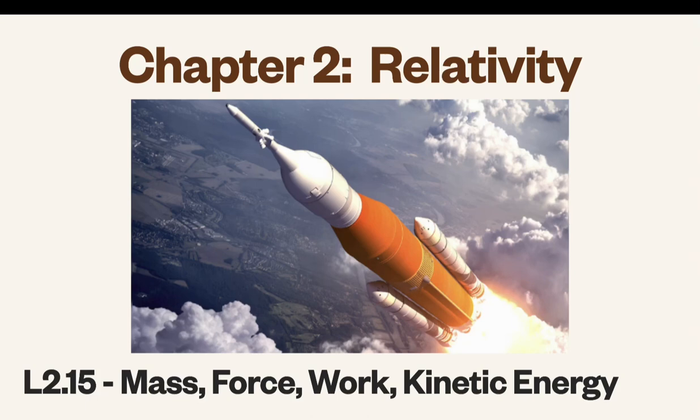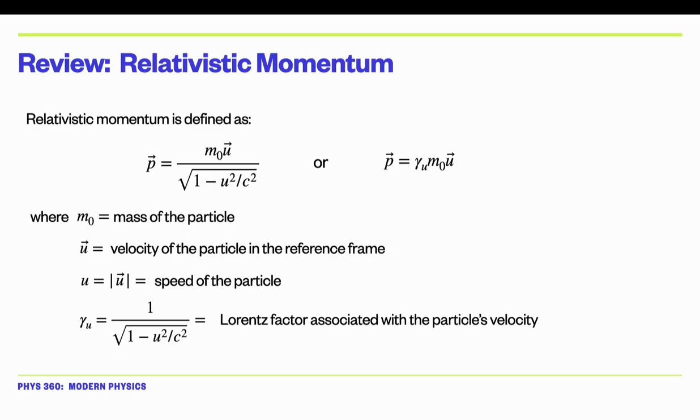Lecture 2.15: Mass, Force, Work, and Kinetic Energy. So in the last lecture, we derived an expression for relativistic momentum. We found that to calculate the relativistic momentum, you take mass times velocity multiplied by the gamma factor, where the gamma factor is for the speed of the particle u.